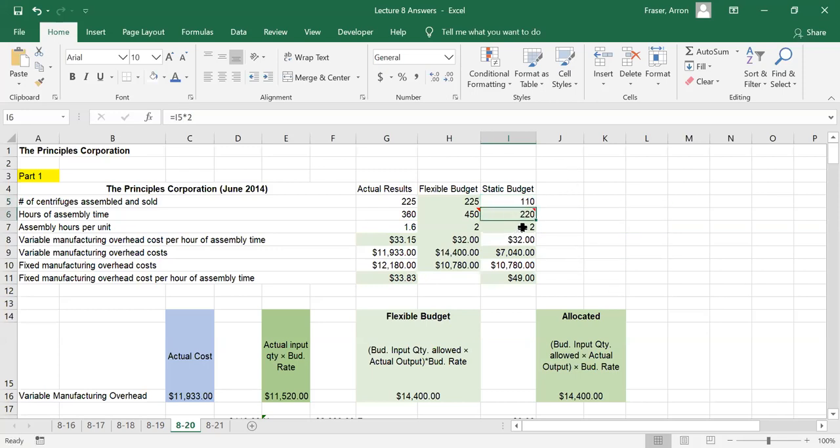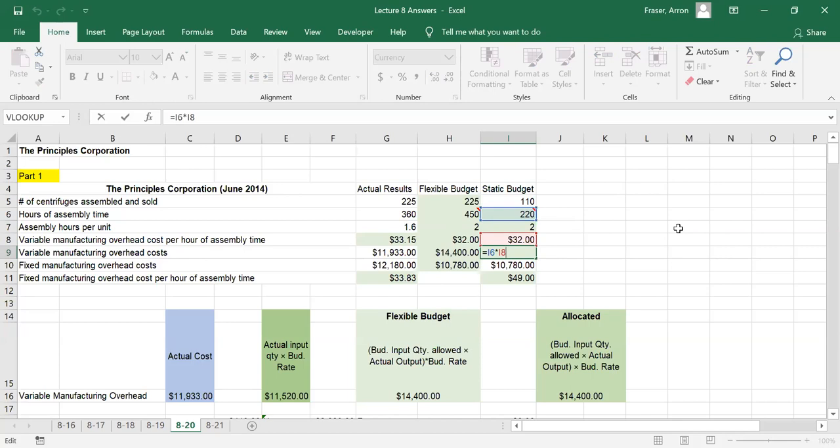And then the two hours that we work back here is just for the mathematics, because we know the assembly time is two hours per unit. Then we were given the variable manufacturing overhead cost per unit of assembly time of $32. So when we want to know the variable manufacturing overhead cost, we take that hourly rate that they gave us times the estimated or budgeted assembly time that we would have calculated.